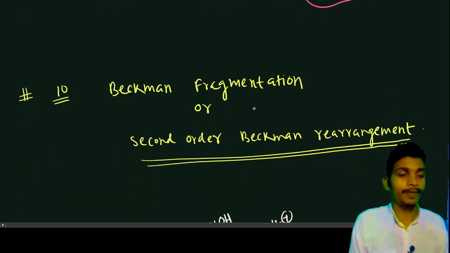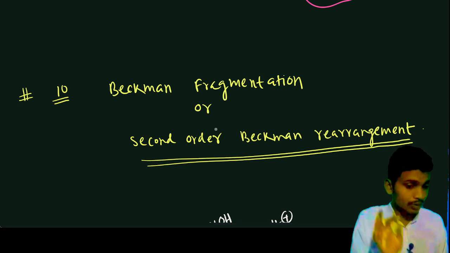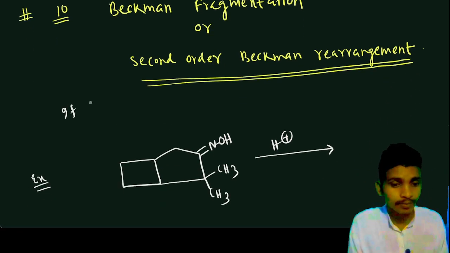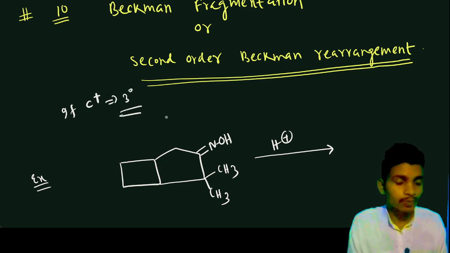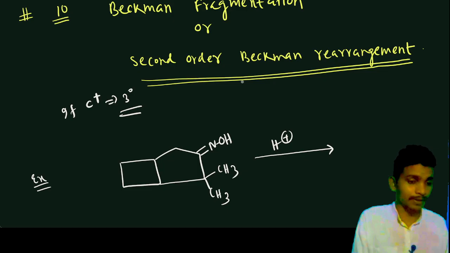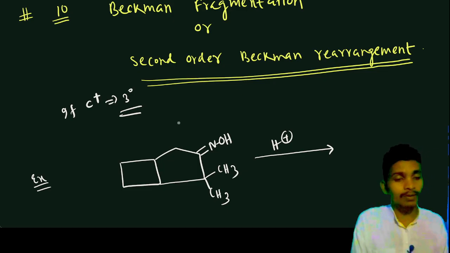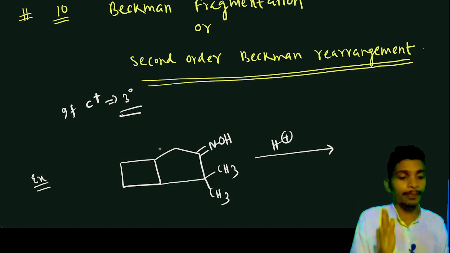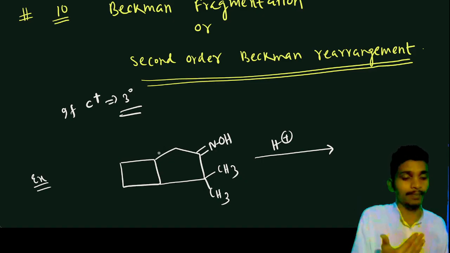Now moving to Beckmann fragmentation, or second order Beckmann rearrangement. Here also everything is the same, just that if the carbon is 3 degree, then this will go through Beckmann fragmentation. It will not go through the Beckmann rearrangement. This is just, I can say, the second order, or updated version, of the Beckmann rearrangement. But if a 3 degree carbon is there, in that case the Beckmann rearrangement will not happen, it will happen through Beckmann fragmentation.